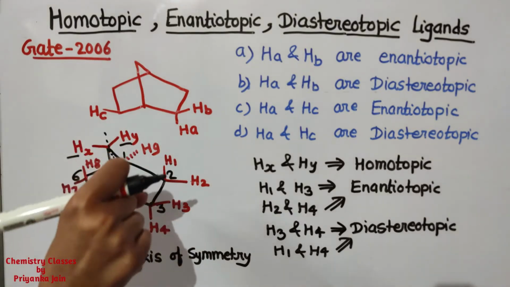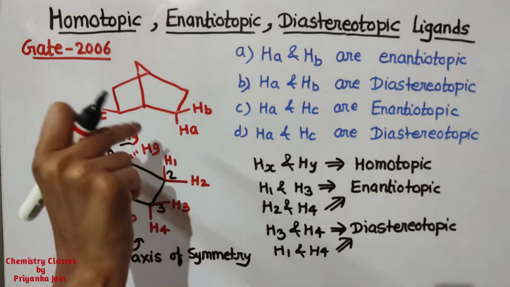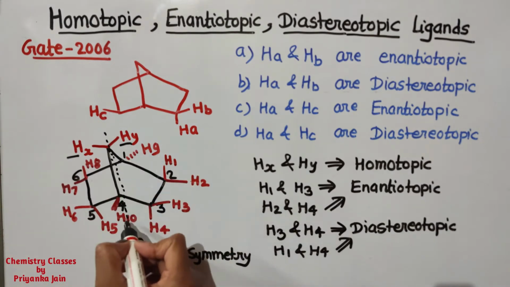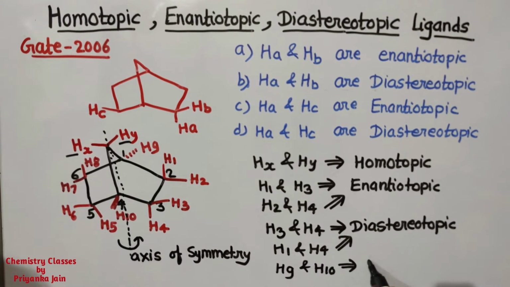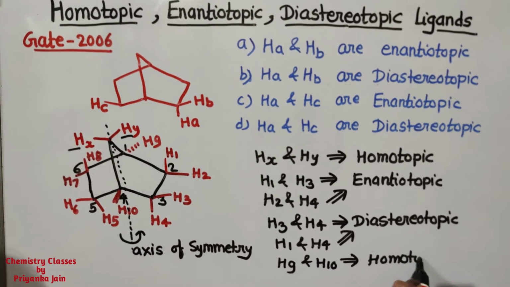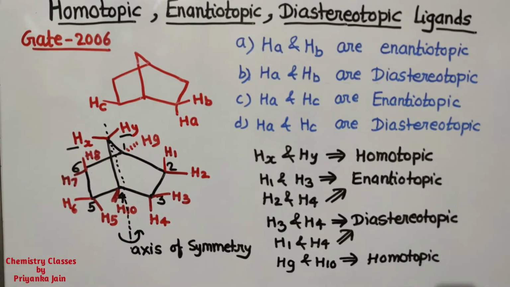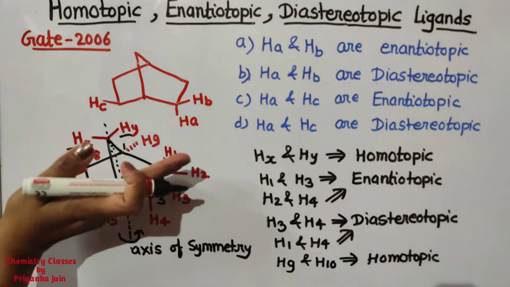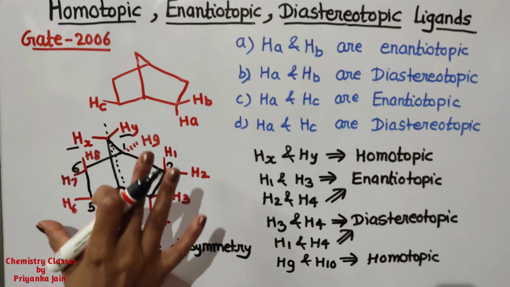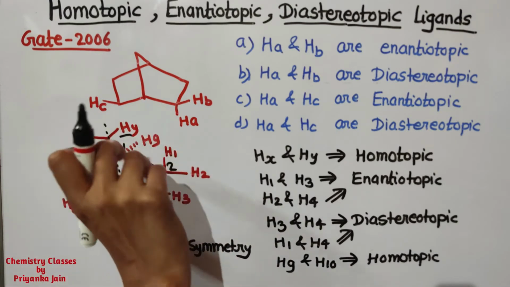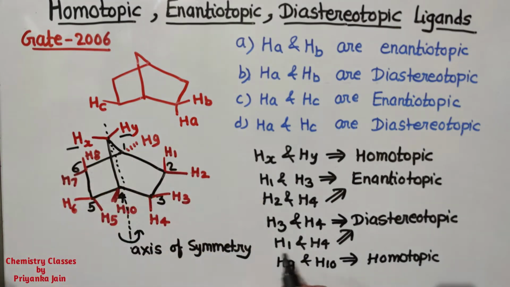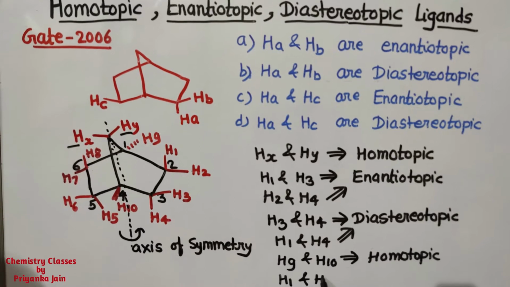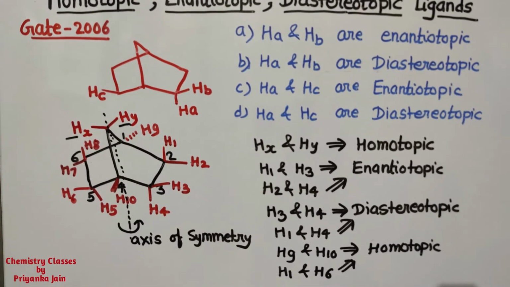If we rotate this molecule by the C2 axis, this H9 and H10 will also interchange their positions, so H9 and H10 will be homotopic. Similarly, if we talk about H1 and H6, they will not reflect each other; they will interchange their positions when we rotate about the C2 axis. So H1 and H6 will also be homotopic.